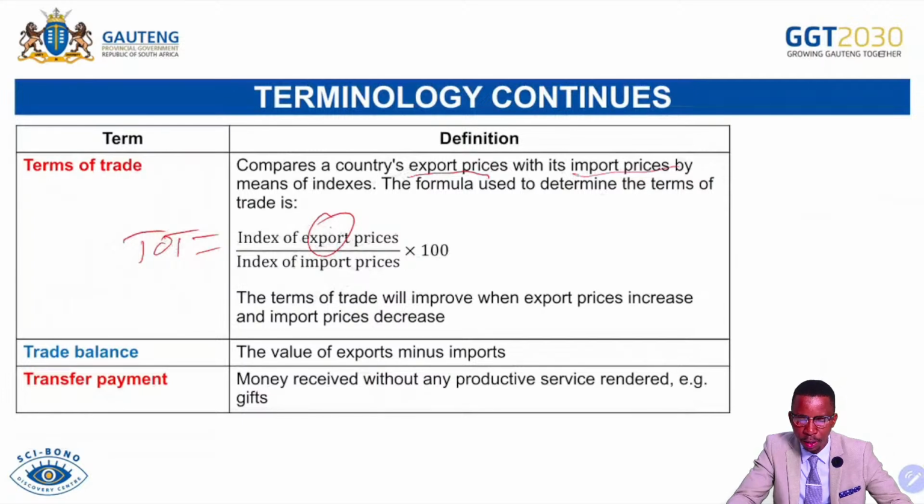So the terms of trade will improve when export prices increase. This will be discussed. So whenever export prices are increasing, terms of trade will be improving. If ever export prices are decreasing or import prices are increasing over export prices, terms of trade will be decreasing. The trade balance, the value of exports minus imports, then transfer payment, money received without any counter performance.